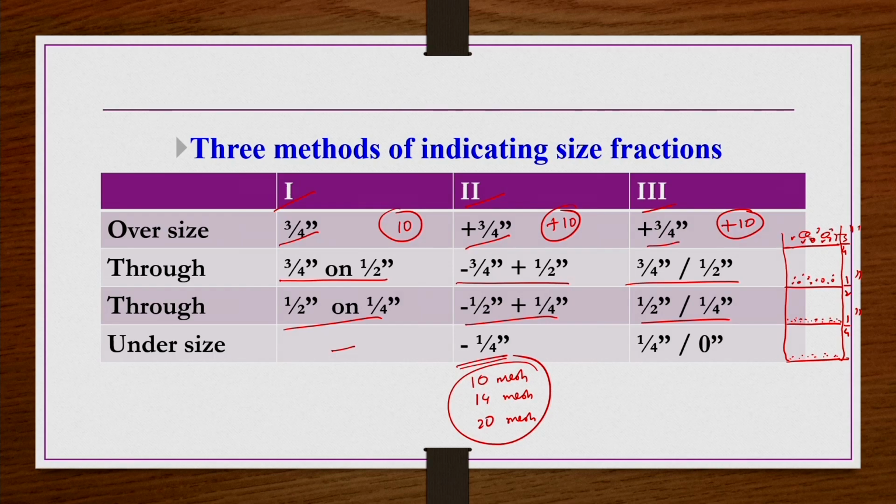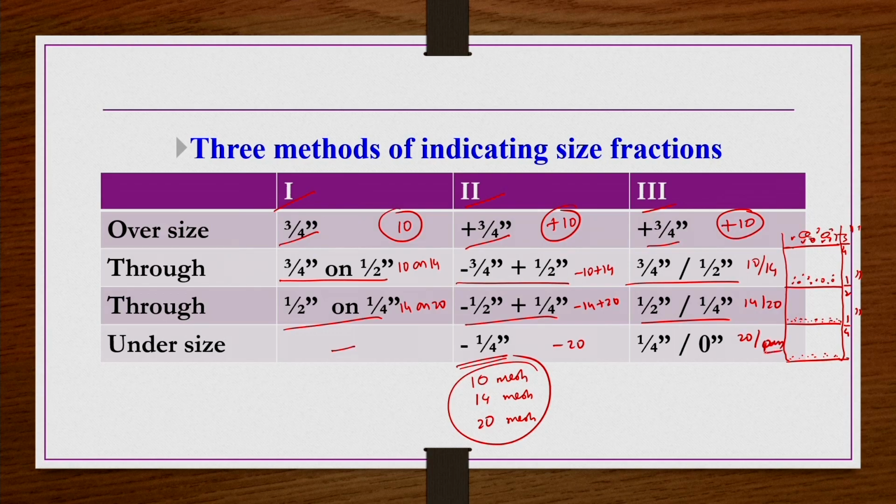Now here we write 10 on 14, something like this. Here minus 10 plus 14, here 10/14, then here 14 on 20, then here minus 14 plus 20, then here 14/20, then here minus 20 or 20/0 or 20 by pan, something like that you can represent. This 0 indicates the pan.